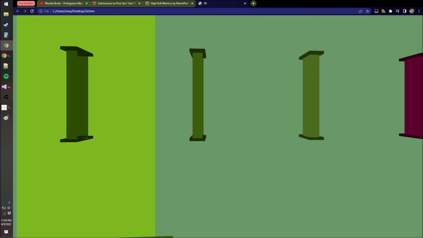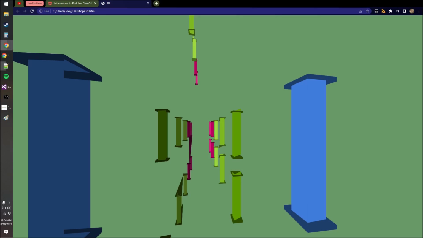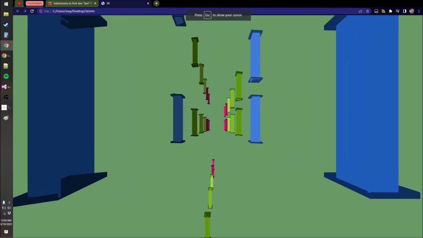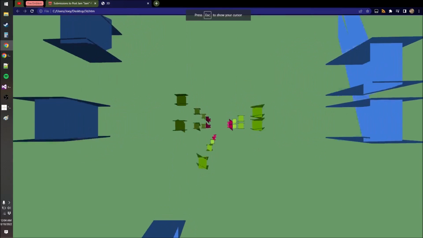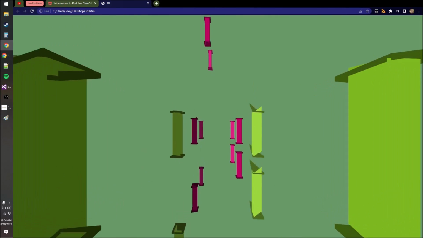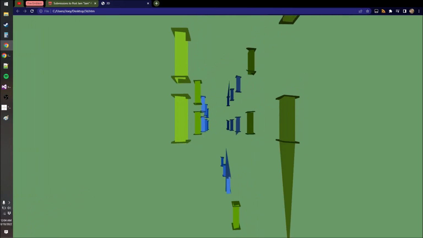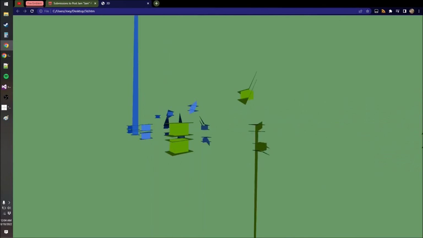And also, why does this happen sometimes? Okay, at this point I'm just trying random stuff. Like, why not just put translated C1 in a Math.tan value? Why not? And, okay. That looks good. I think that's the right idea. Neato. A little buggy.